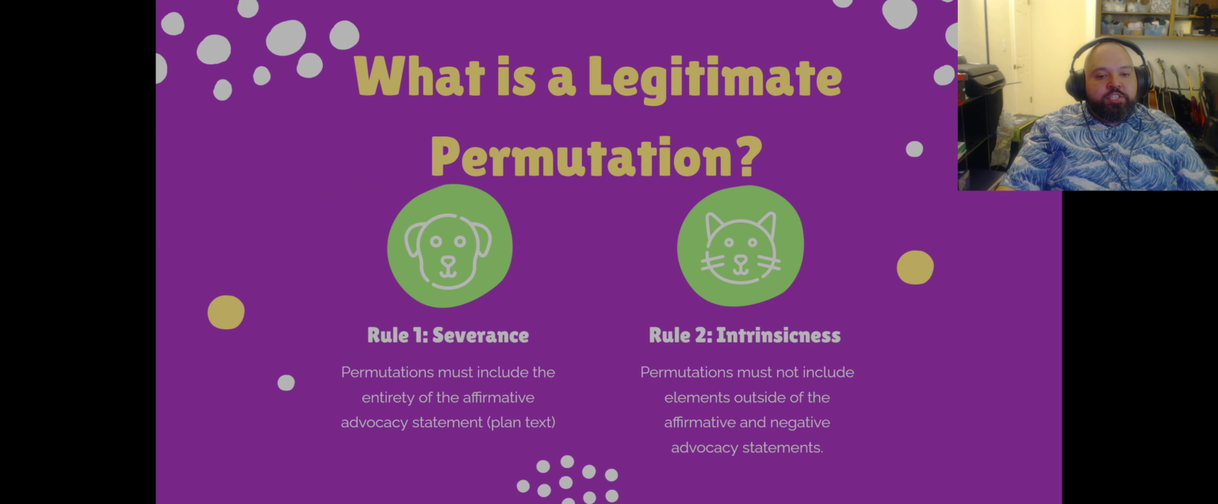So what makes a permutation legitimate? Well, there's two things that make it illegitimate, and that is severance and intrinsicness. So the rule of severance says that permutations must include the entirety of the affirmative plan text, i.e. you cannot sever, you cannot cut out parts of the plan text that you previously defended, whether that is in the format of planks or in function or something else. The rule of intrinsicness says you can't have anything in a permutation that was not a part of the affirmative's advocacy statement and the negative's advocacy statement. The total set of things we can use for our permutation come from the affirmative advocacy text and the negative advocacy text. Why would intrinsic permutations be bad? Well, if the negative can read a disad to your plan text, and then in the second affirmative speech you can come up and say, we just changed our plan text and now it links turns or no links that disadvantage, that's obviously massively advantageous and unfair to the negative.